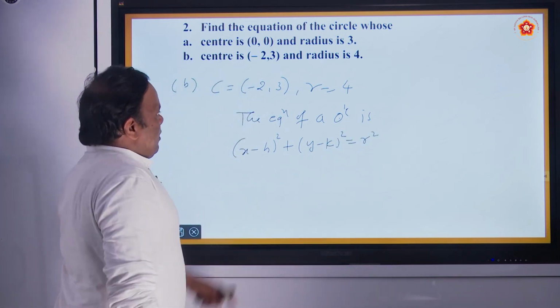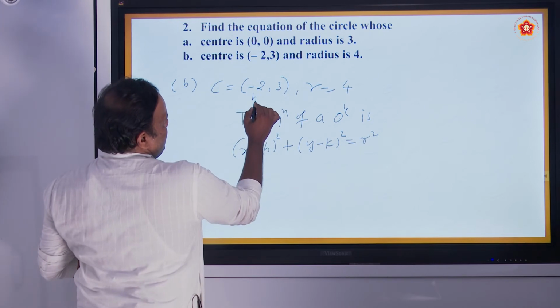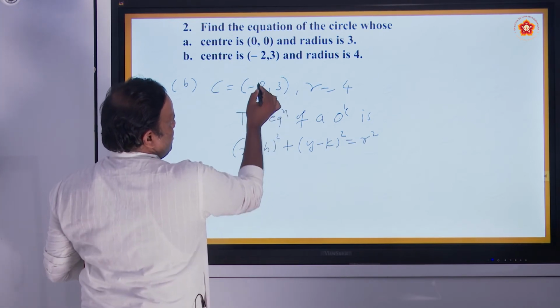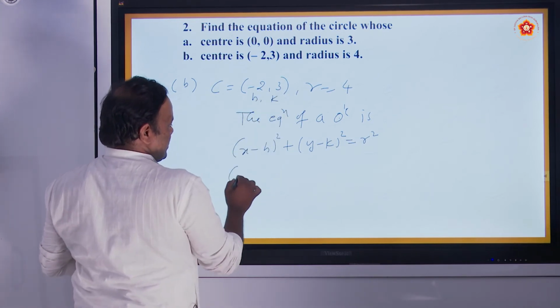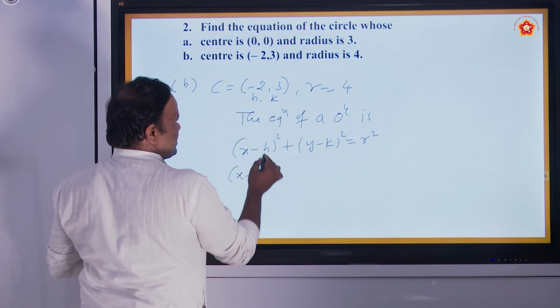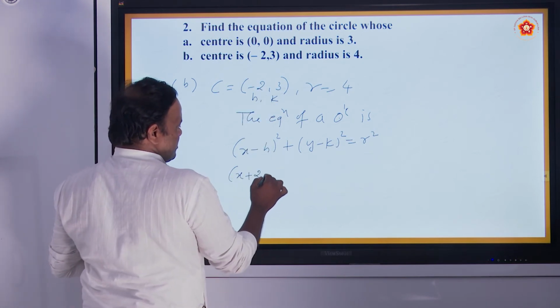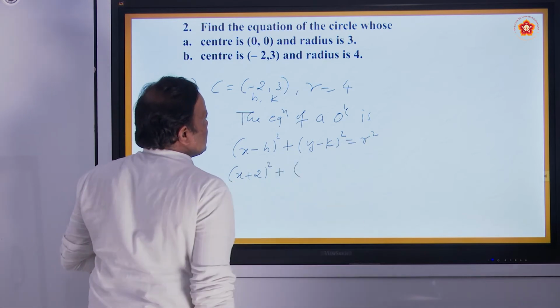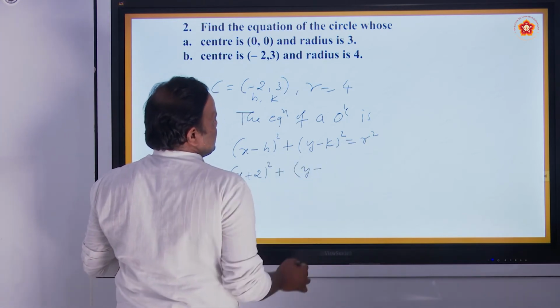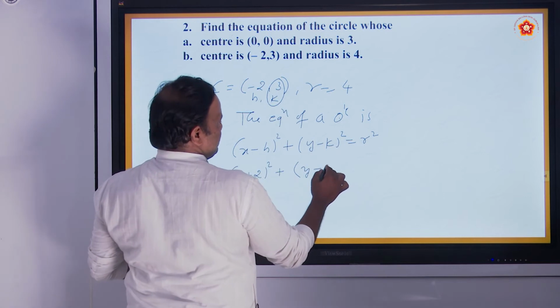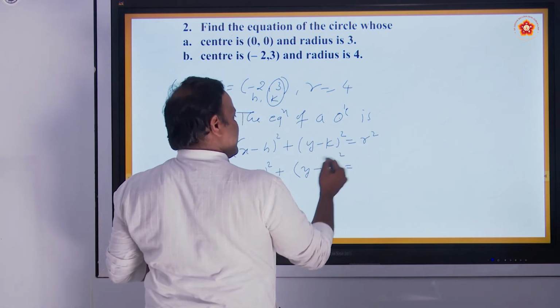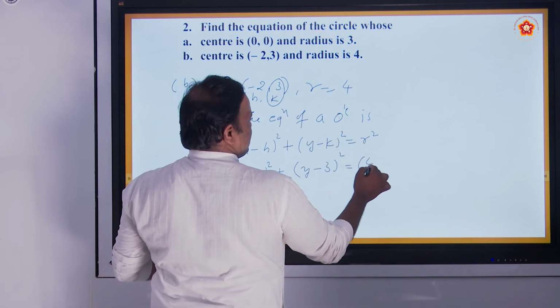Okay, what is the center here? Minus 2 comma 3. This is h and this is k. h equal to minus 2, k equal to 3. x minus h is nothing but x minus of minus 2, that is x plus 2 whole square, plus y minus k, and k is 3, so (y minus 3) whole square. What is r? 4. This is 4 square.